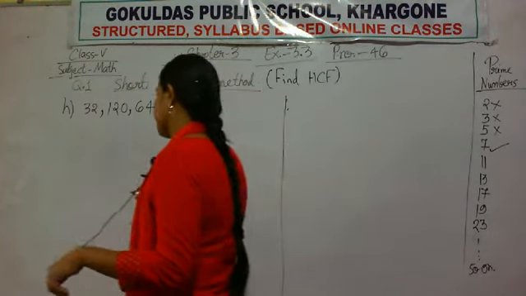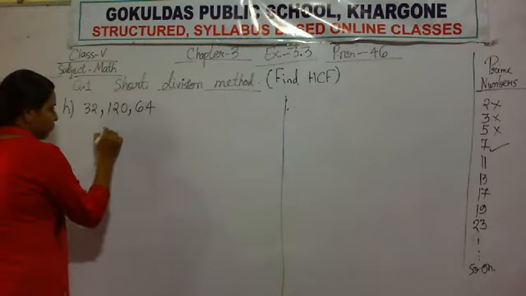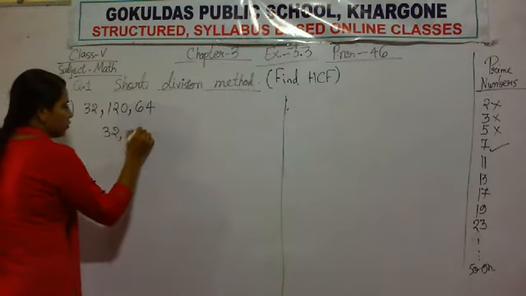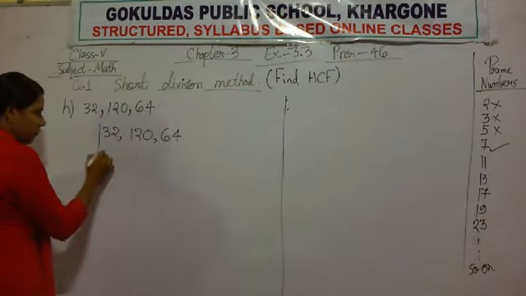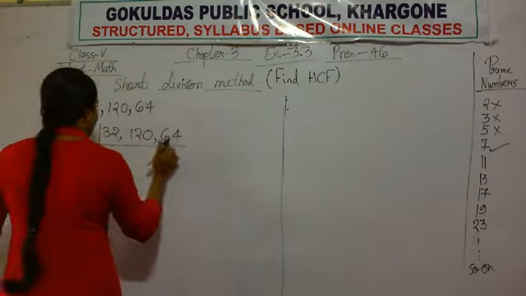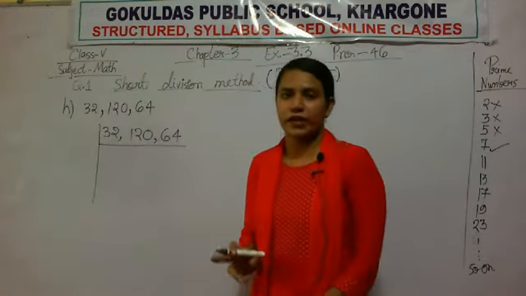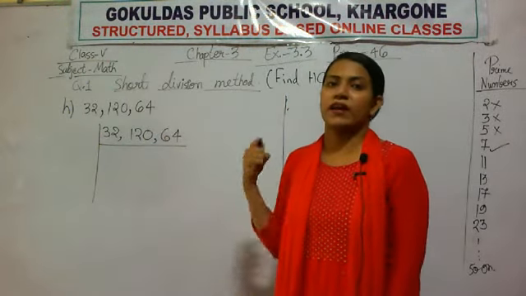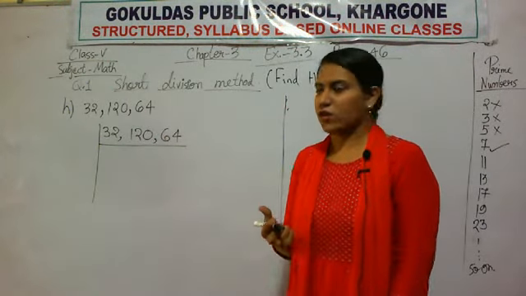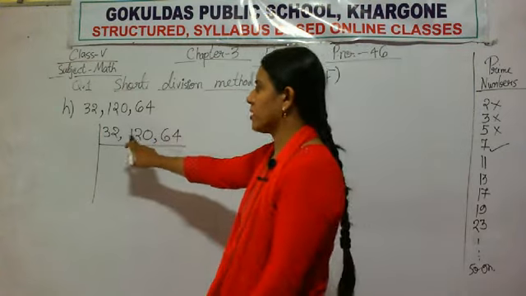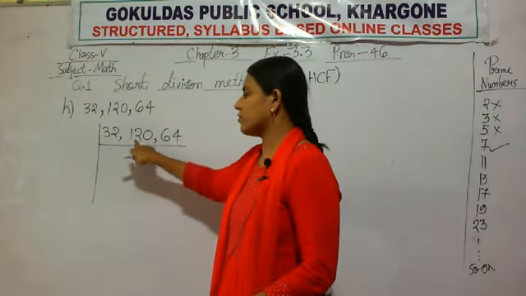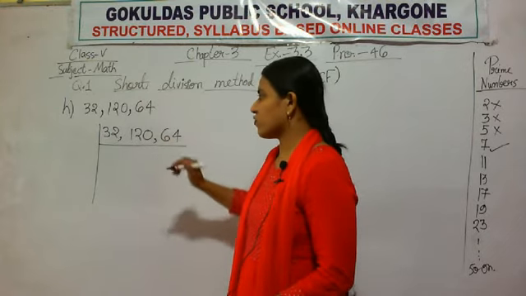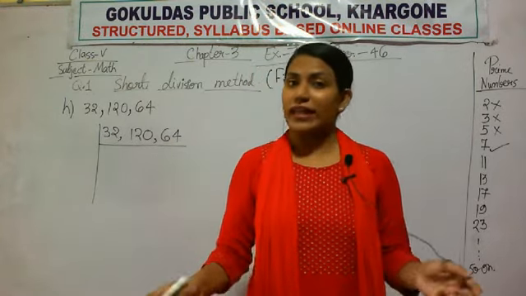So we will copy down all 3 numbers here. Now we will divide the 3 numbers by a common prime factor. We will divide all 3 numbers by a common prime factor. Okay. So our first number is 32, which is an even number. Next number is 120, which is also even, and the last one is 64, which is also an even number.